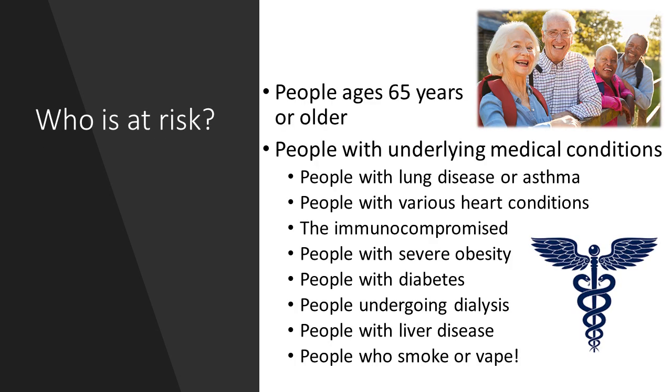So who are the at-risk populations? Anyone ages 65 or older are at risk. Other groups that are at risk include people who have lung disease or asthma, people with various heart conditions, the immunocompromised, people who are severely obese, people with diabetes, anyone undergoing dialysis, people with liver disease, and anyone who smokes or uses any kind of vape.